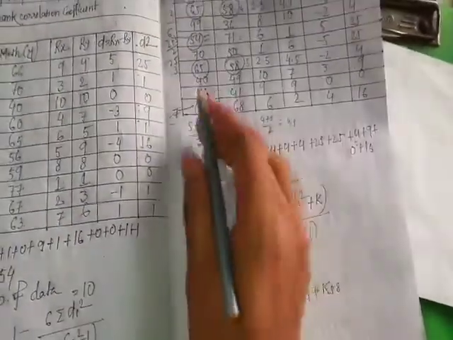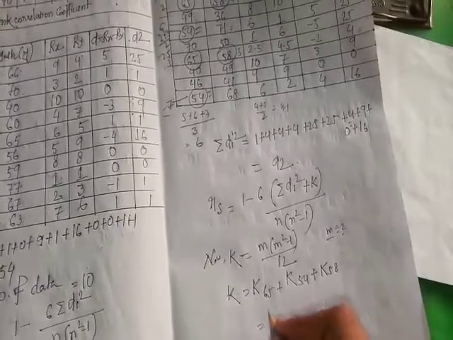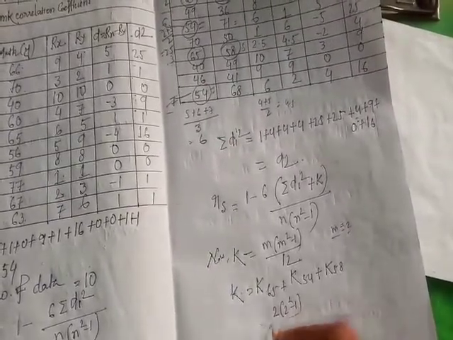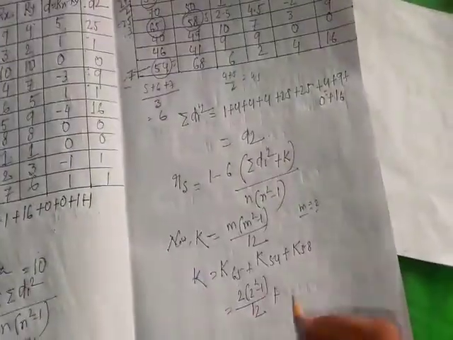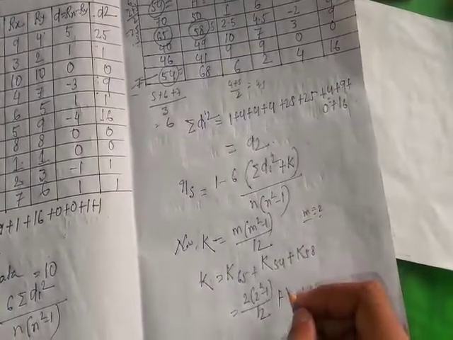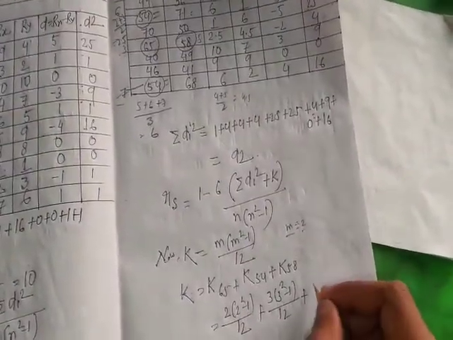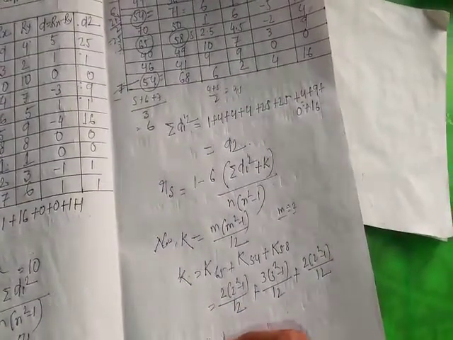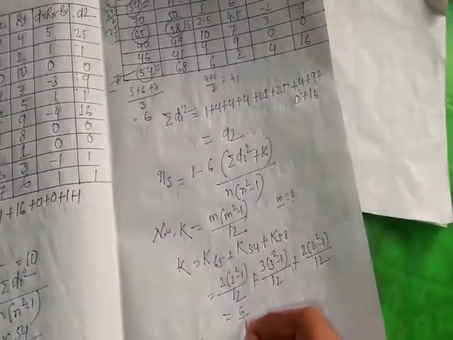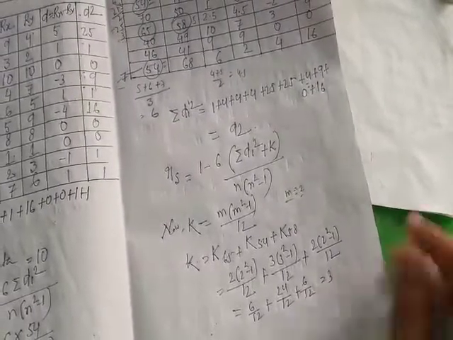Okay, 65 is repeated 2 times. So here m equal to 2 for 65. So 2 into (2 square minus 1) by 12, plus for 54. 54 is repeated 3 times, so m equal to 3 for 54. So 3 into (3 square minus 1) by 12. Here 58 is repeated 2 times, so m equal to 2 for 58. So 2 into (2 square minus 1) by 12. After calculation we get 6 by 12 plus 24 by 12 plus 6 by 12. So this is 3. Okay.